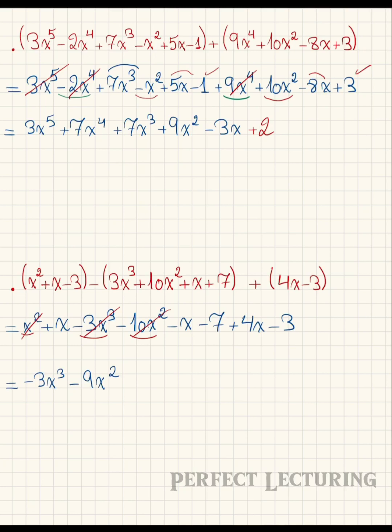We have positive x, negative x. Well, positive x and negative x just cancel out. So I am left with positive 4x. Finally, for the constant terms, we have negative 7 and minus 3. That is a negative 10.